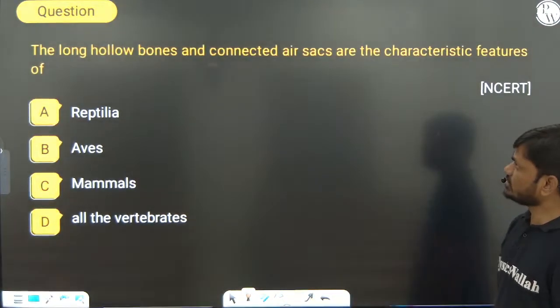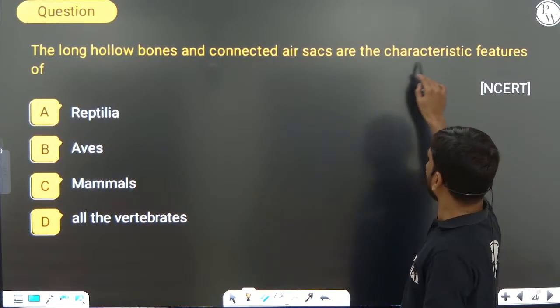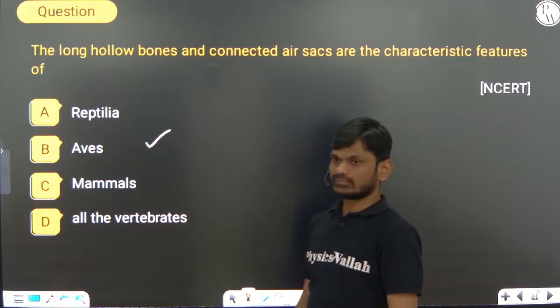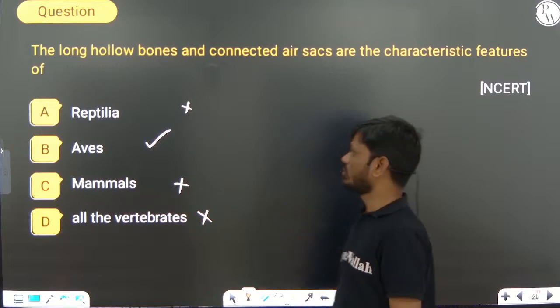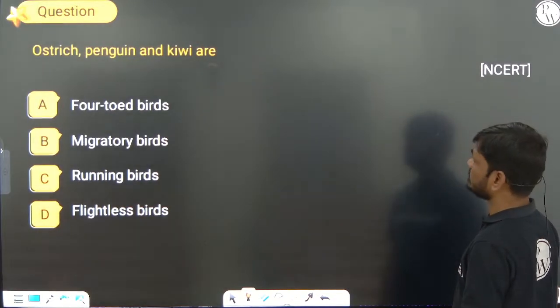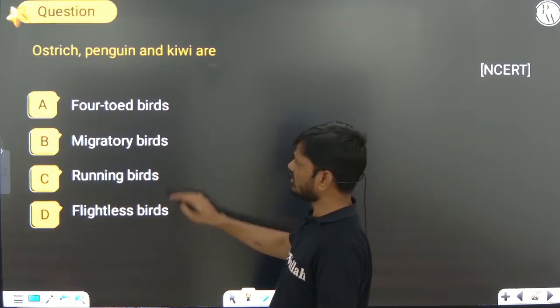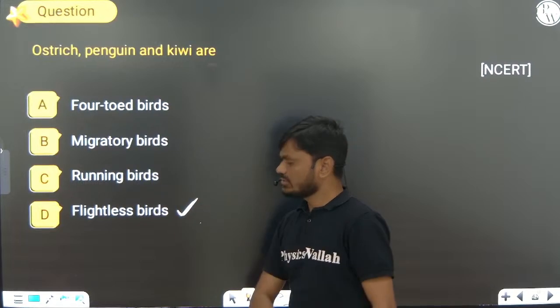Genus name. So the long hollow bones connected to air sacs are the characteristic features of Aves. Simple. Not all vertebrates, not mammals, not reptilia. Ostrich, penguin, and kiwi are running birds, flightless birds, not migratory birds. So they are flightless birds.